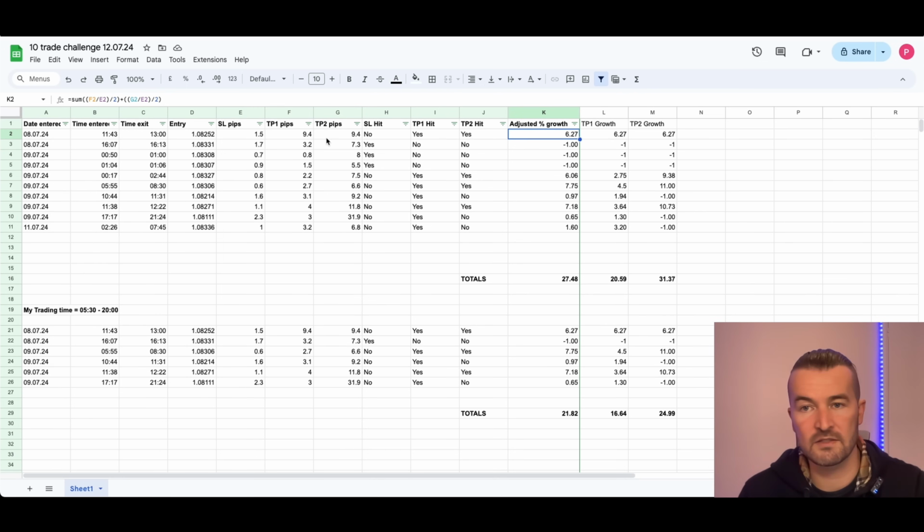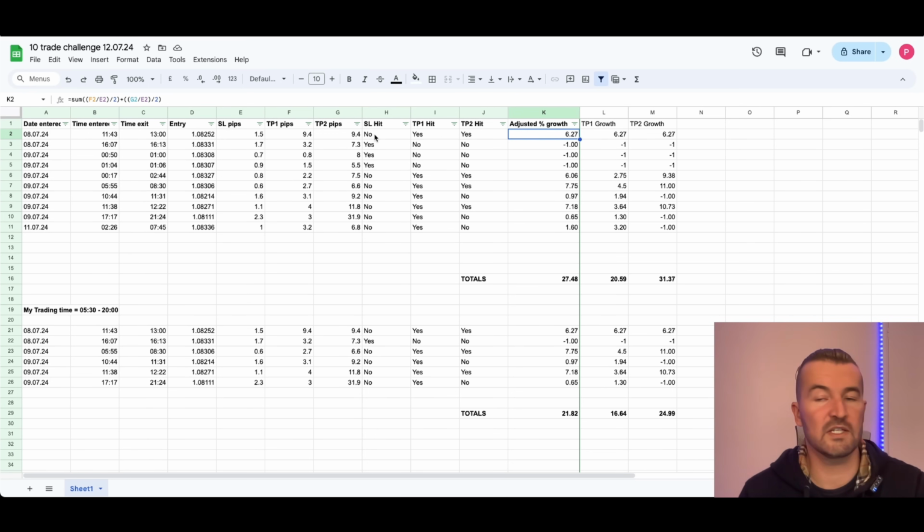F2 divided by E2 divided by 2. So F2, which is TP1 pips, divided by the stop loss, and then divide that by 2, which is going to be your first 50%. And then it's going to be G2 divided by E2, which is the stop loss again. So TP2 and the stop loss, and then divide that by 2 because it's got a value of 50% of the original size of the trade. And then you get the adjusted growth.